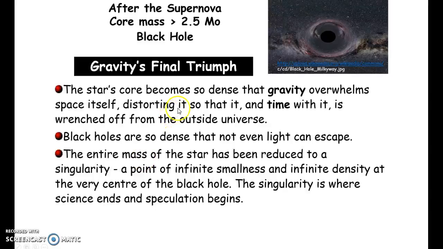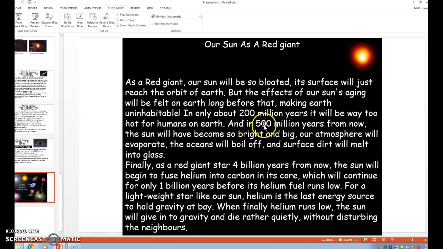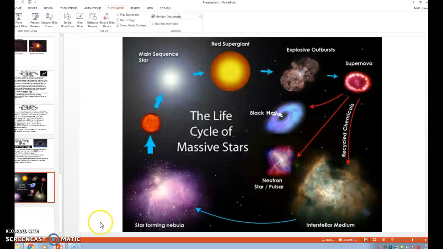And then really massive stars become black holes where gravity overwhelms itself, and it's so dense not even light can escape. Right. And so that is the formation of stars. More dense stars will become supernovas, either neutron stars or black holes, or more massive stars. Stars like our sun will become red giants, and then white dwarfs.